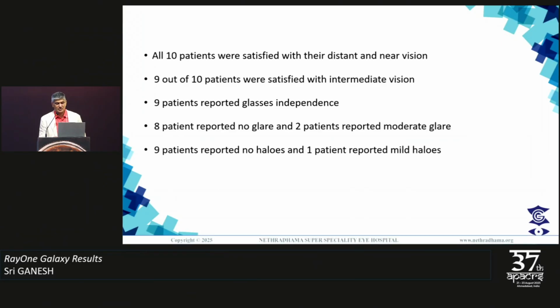with the distance and near vision. 9 out of 10 patients were satisfied with the intermediate vision. 9 patients reported glasses independence, and 8 patients reported no glare, and 2 patients reported moderate glare. These are leading questions. 9 patients reported no halos, and 1 patient reported mild halos. So the amount of dysphotopsia was less when you compare it to the diffractive trifocals, where almost all patients, when you ask them leading questions, they say that they see the halos and glare.